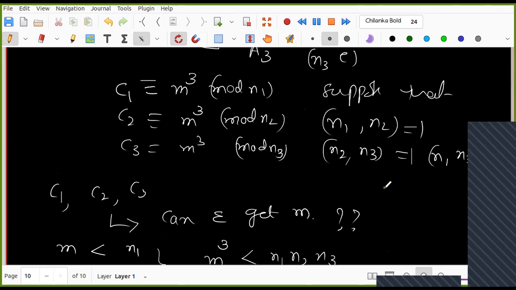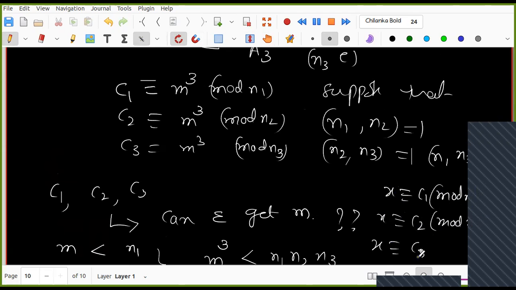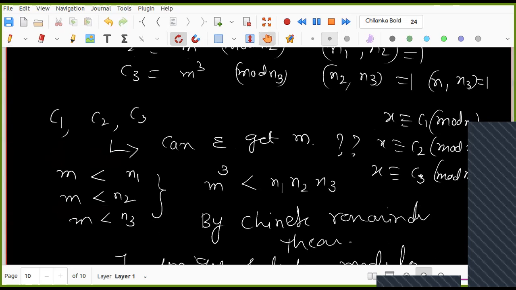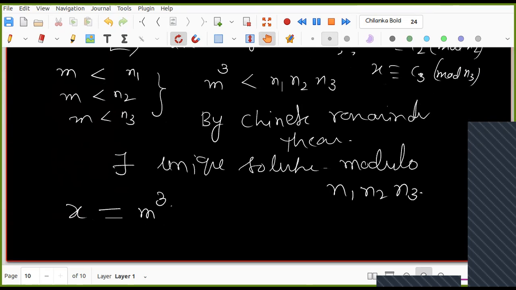It is a reverse direction actually. X is congruent to C1 mod N1, X is congruent to C2 mod N2, and X is congruent to C3 mod N3. I know C1, C2, C3, so I have these things. I want to find a solution X to this. Now you understand the Chinese remainder theorem. I want to find X, and X is equal to M power 3 only. So now how do we compute M?